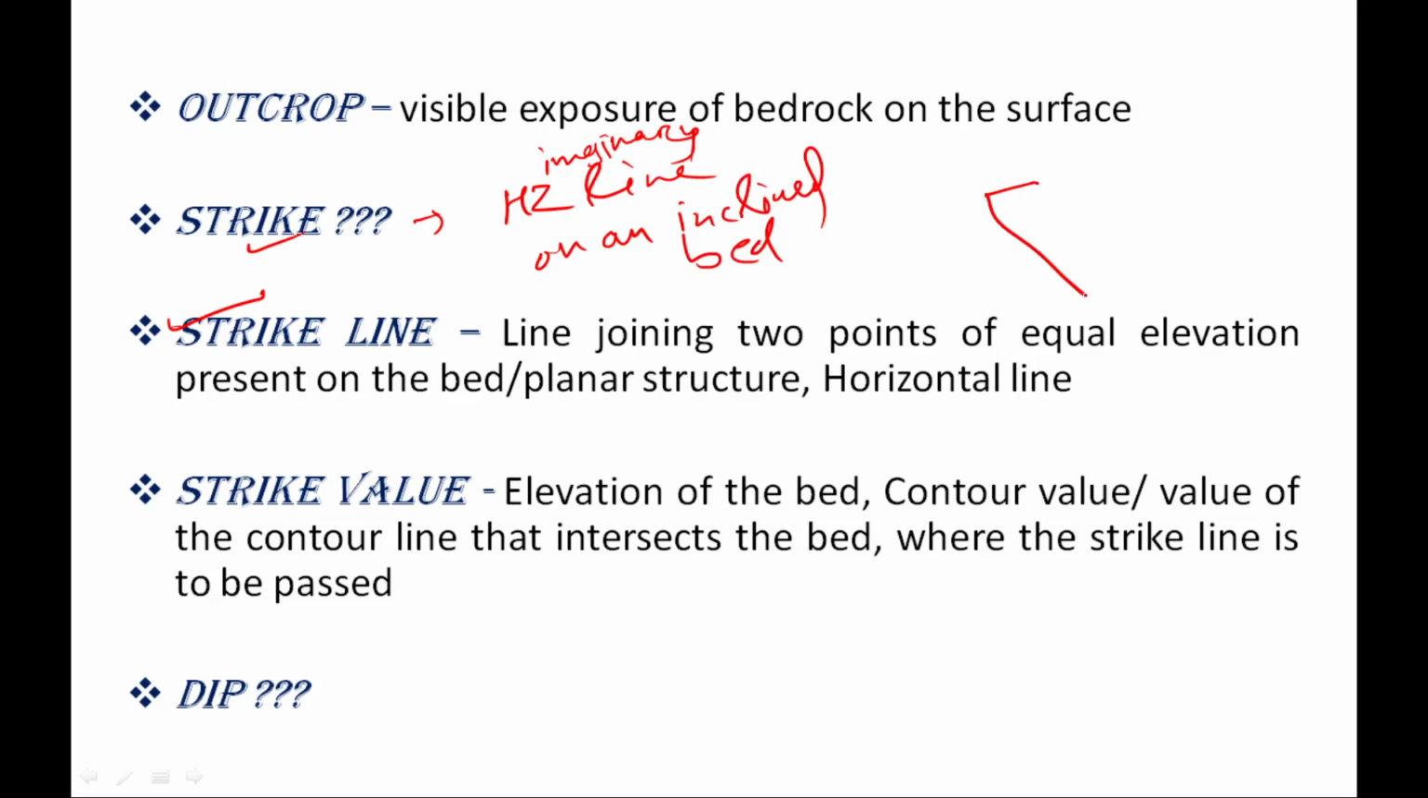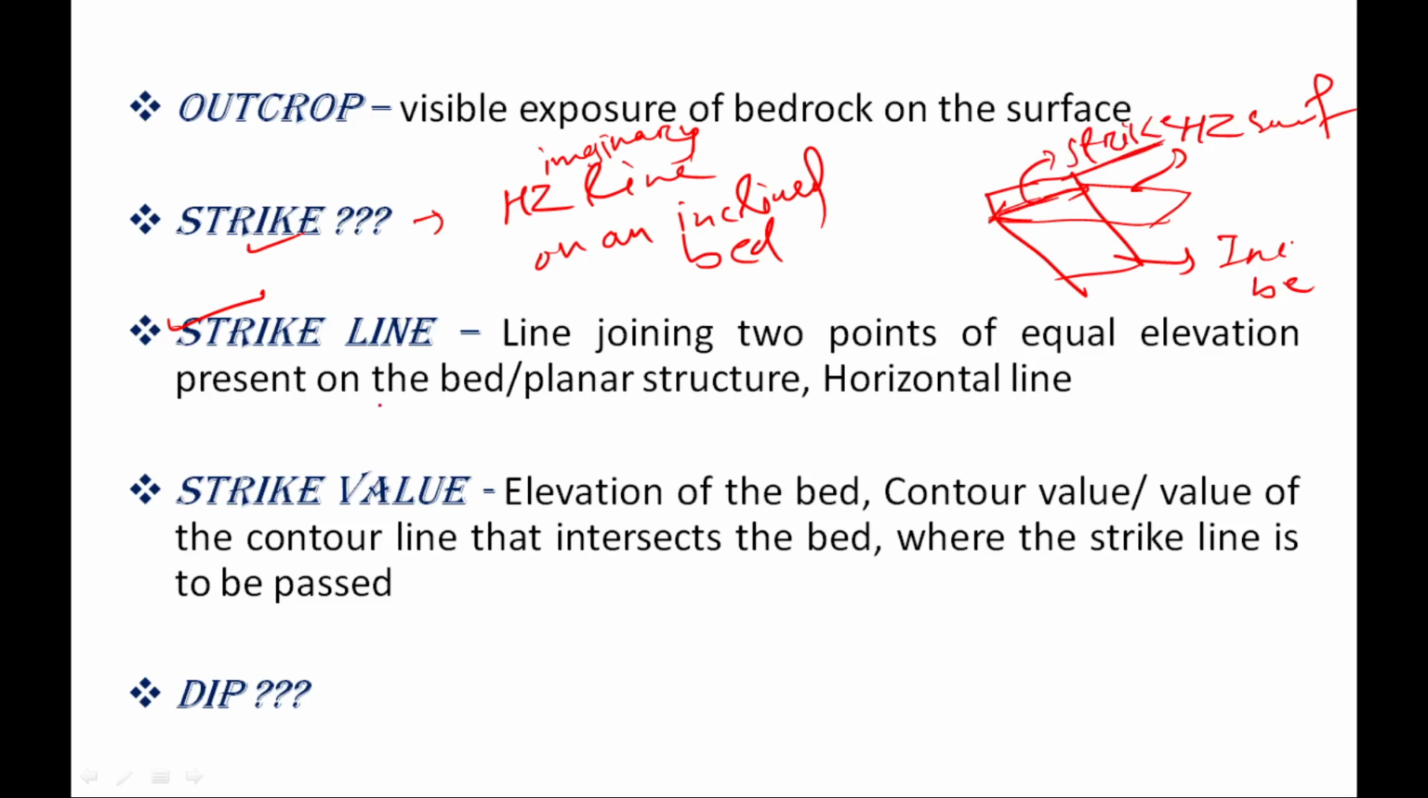If there is a bed like this, then I will intersect this bed with an imaginary horizontal surface. This is my imaginary horizontal surface, and this is my inclined bed. The intersection of this inclined bed, which is real, with an imaginary horizontal surface, will give you a horizontal line on the bed, which is known as strike. When we plot this strike on a map, that is the strike line.